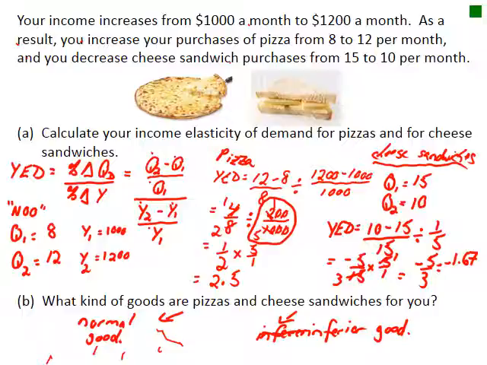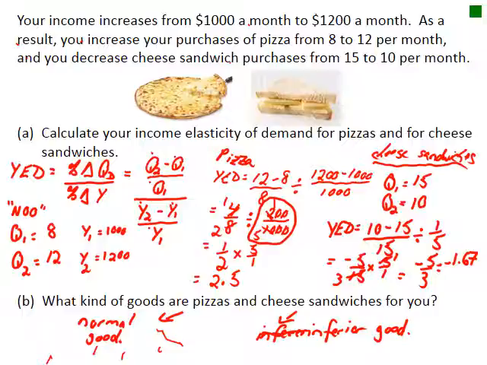So let's bullet out what Q1, Q2 are, and then Y1 and Y2. So in the case of, let's first of all look at pizza. For pizza, we have purchases of pizza going from 8, so that's the original, to 12. Let's look at the income, Y1, Y2. Your income is going from 1,000 to 1,200. Okay, now that we've written the formula out, we've identified Q1, Q2, Y1, Y2. Unless we make some algebra mistake, we shouldn't slip up.